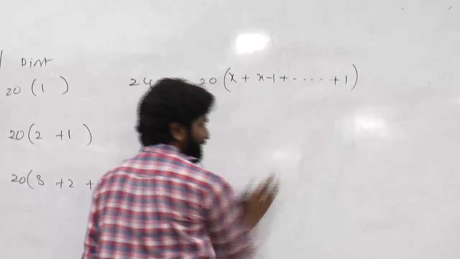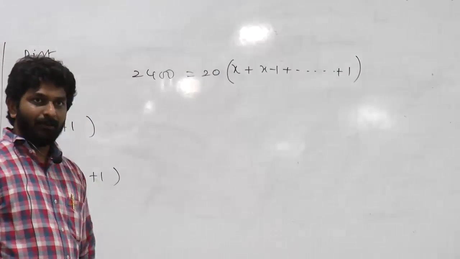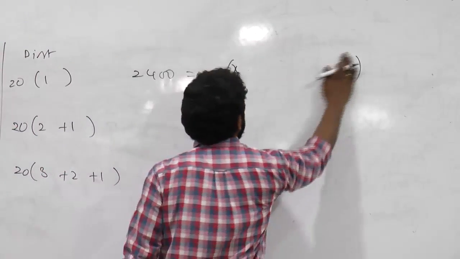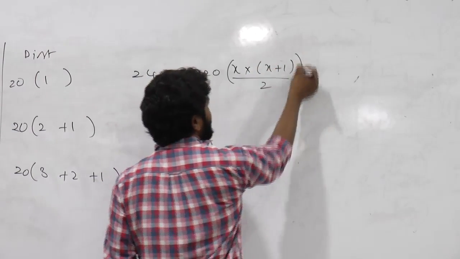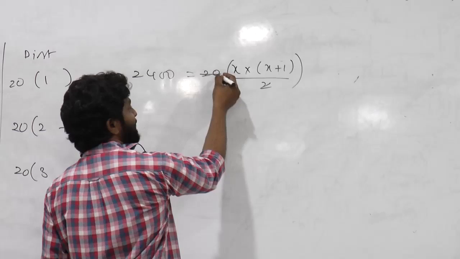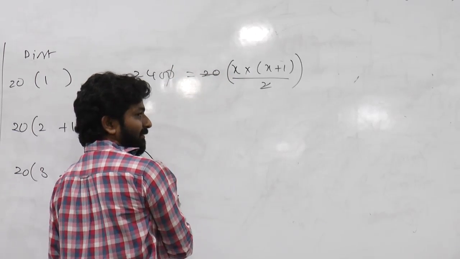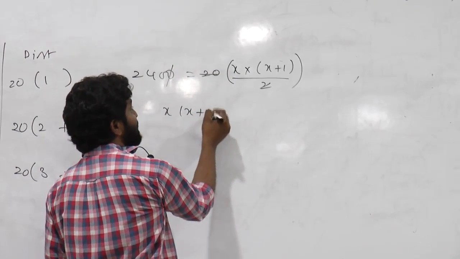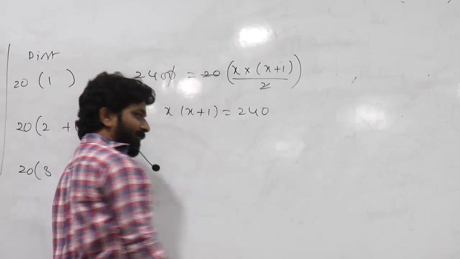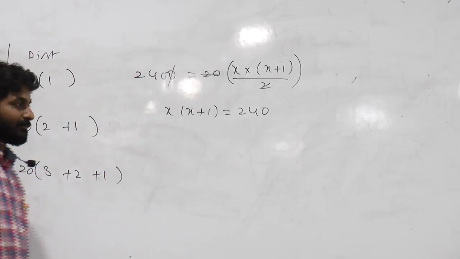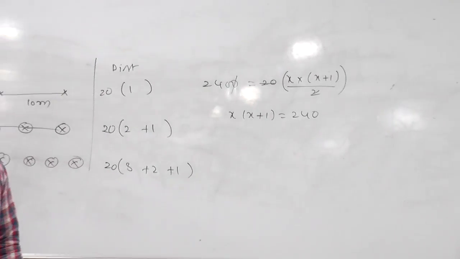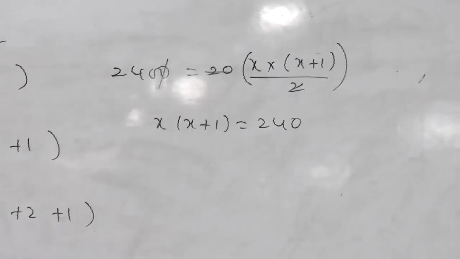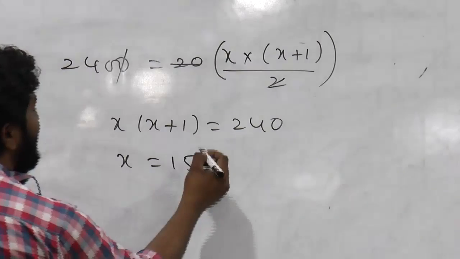The sum of natural numbers is n into (n plus 1) by 2, so x into (x plus 1) by 2. How many times? 10 times? The 0 cancels. x into (x plus 1) is equal to 240. What is the value of x? 15.